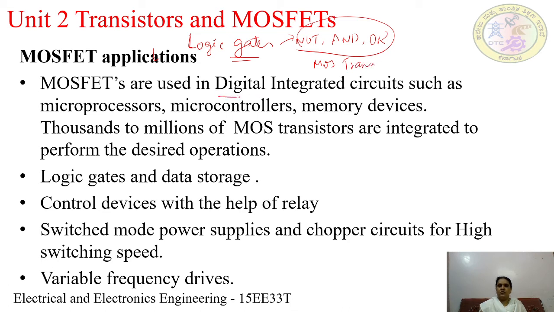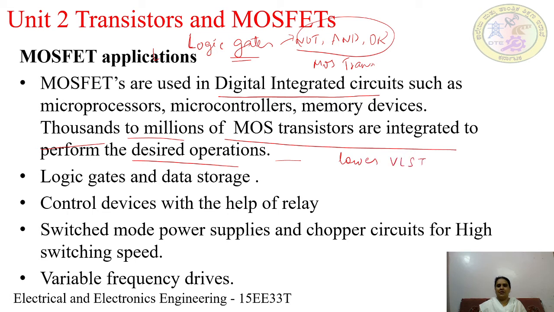Therefore, we are using them in the digital integrated circuits, where thousands to millions to billions of MOS transistors are integrated to get the desired operation or the desired device at the lowest VLSI technologies. So we can construct the logic gates with the help of the MOSFETs. Also, with the help of the AND gate or OR gate, we can construct the adders. Adders are just adding the binary numbers.